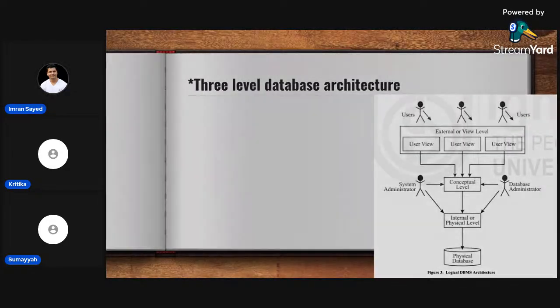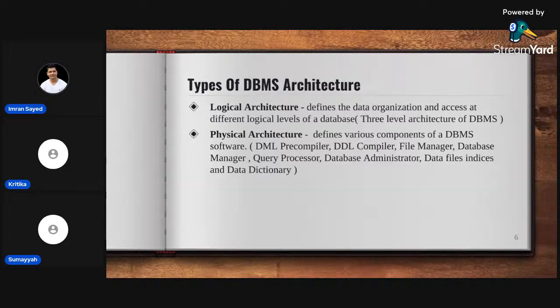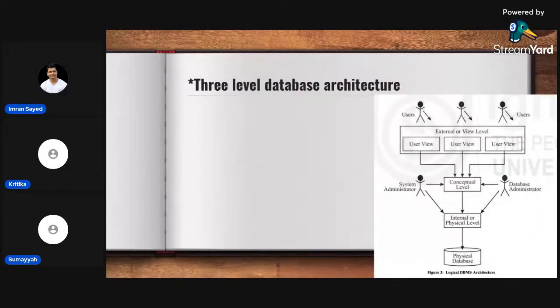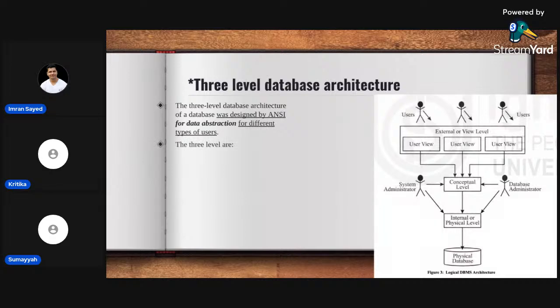Now we talk about the logical architecture, which contains the three-level hierarchy. You have an external view, you have a conceptual or logical view, and then you have the internal or physical level. The three-level database architecture was designed by ANSI for data abstraction for different types of users. Physical internal level, conceptual logical level, external or view level.